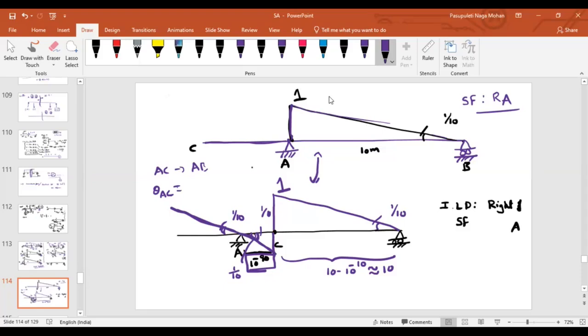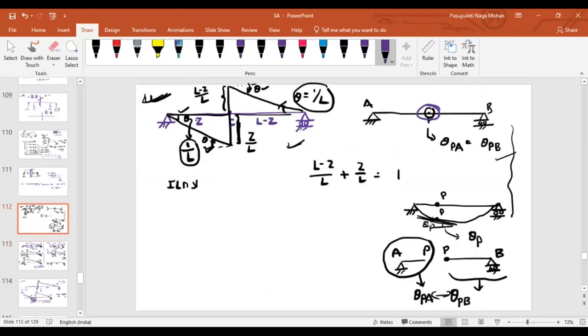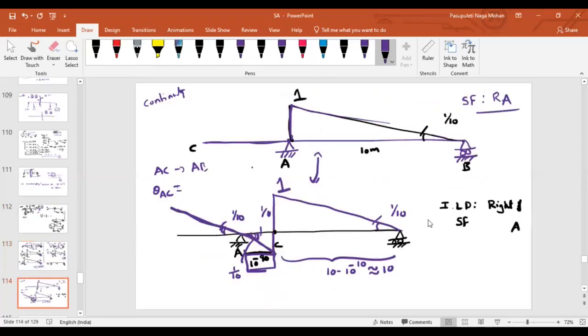As I'm telling you, continuity should exist, isn't it? As we are talking about an internal point in the beam, just as we have discussed, the slope to the left side and right side should be equal. If I talk about point A, the members that are connected are member AC and member AB, isn't it? According to the continuity, can I say that the slope of member AC must be equal to the slope of AB? Can I say this or not? Yes, I can, isn't it?